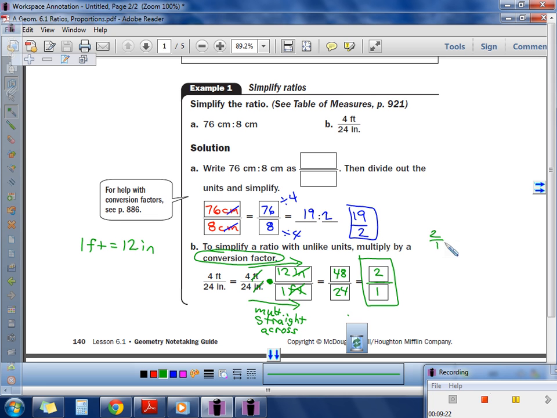Do we need units at the end? No, because all of our units canceled, and that's what we want. When we're simplifying these, this process is called dimensional analysis. It's good in all science and math classes. You need to be able to do these. This is obviously one of the easier types. You could have probably done it on your own without dimensional analysis because you know feet and inches really well.